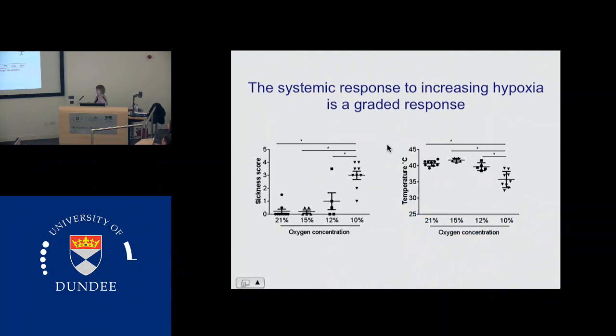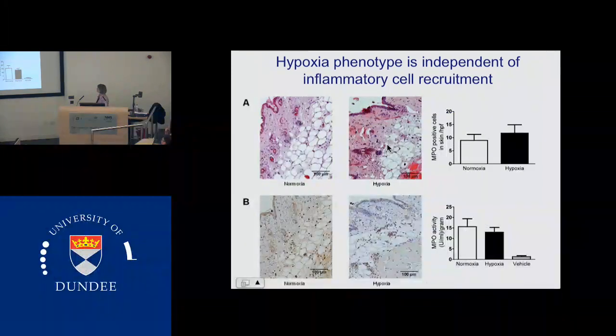And interestingly, this is a graded response. I think I can persuade you that at 15% oxygen, it's not much different from normoxia. But at 12% oxygen, you can see that the score is beginning to shift, and you can see it as well with the hypothermic response. So it's a sort of dose-response curve to oxygen availability. But we struggled hugely to understand this phenotype. We had a very dramatic phenotype, but we couldn't really understand why we had it, because everything we thought of measuring was actually pretty unexciting.